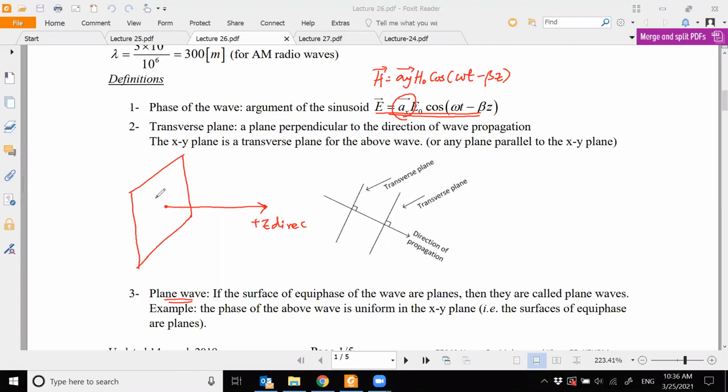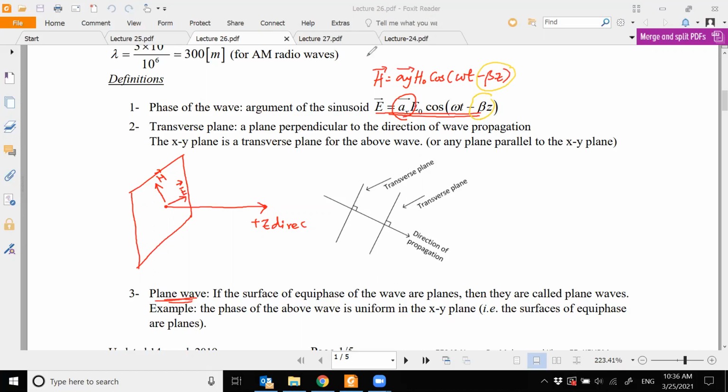So your electric field and your magnetic field. This is your electric field. This is your magnetic field. So what this plane wave is saying is that your electric field is moving in this direction and your magnetic field is moving in this direction. But if you look at their phase, it is saying that it is beta Z.